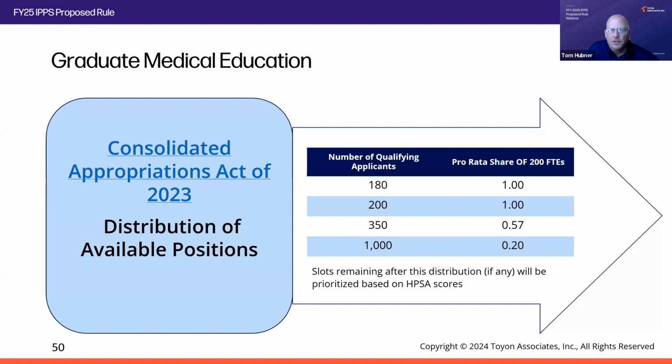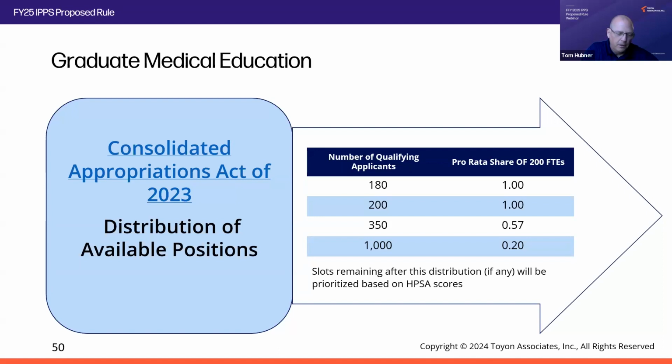But same thing, if 200 hospitals apply, they'd each get 1 FTE, but then there would be no FTEs left for any other allocations. If more than 200 hospitals apply, in this example, 350, they would allocate the 200 slots among them, and they would each get 0.57 FTEs.